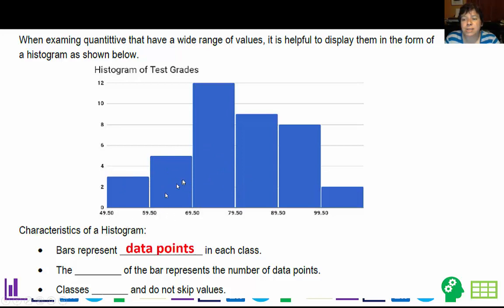The bars represent the data points in each class. You can see I've got 3 kids in this example that got somewhere from 49.5 to 59.5 on their tests. The height of the bar represents the number in each group. And the classes touch. They do not skip values, because it's possible, if I was doing, say, a straight fraction of correct, that you could get a 0.5 on a grade. And the interesting part is if you have a 49.5, it goes in this group. A 59.5 signals that you're going to the next group.